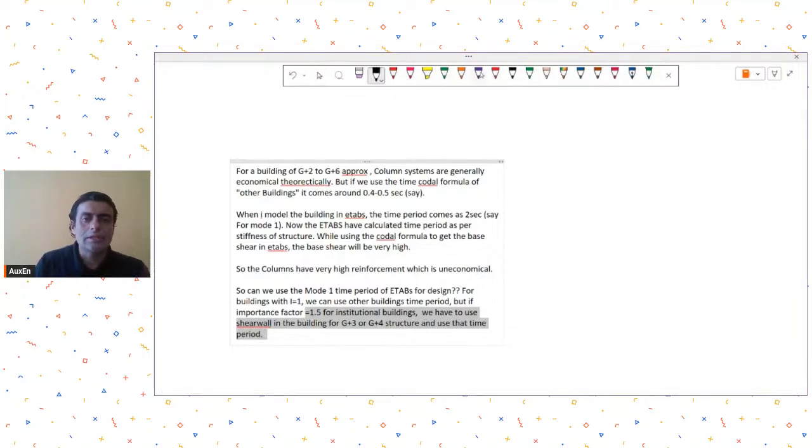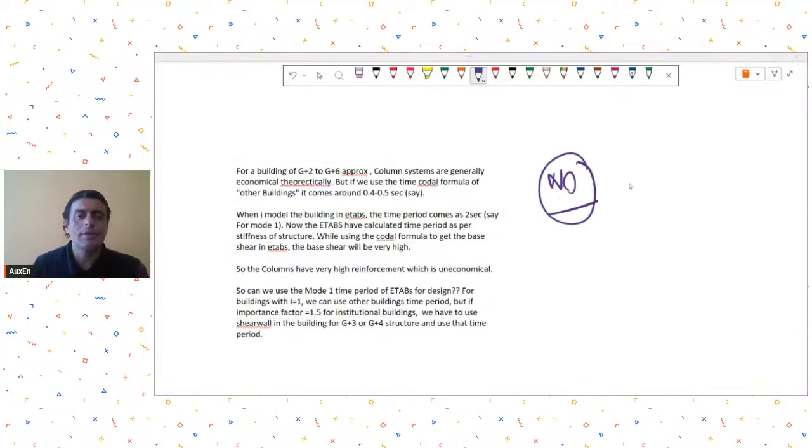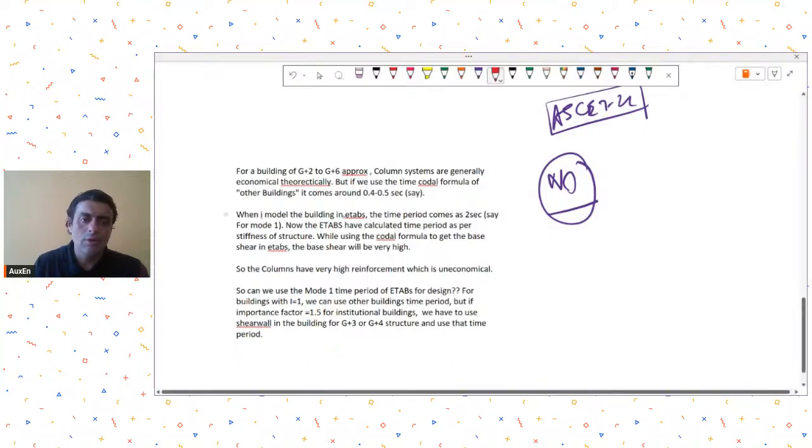No, so the short answer is no. The code does not allow you to use the time period as per computer models. ASCE 7 allows you to do that. But then remember that the Indian code does not allow you. So as of now, you are forced to take the codal time period formula only.